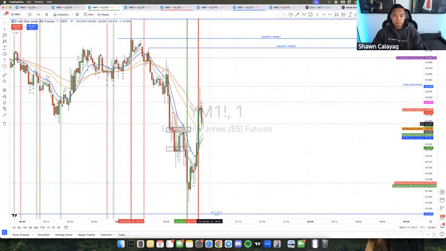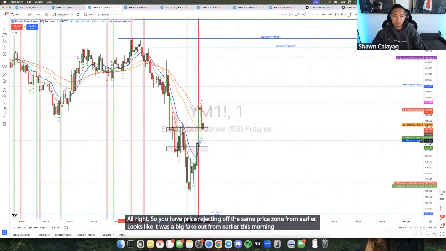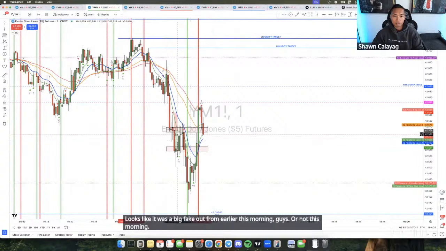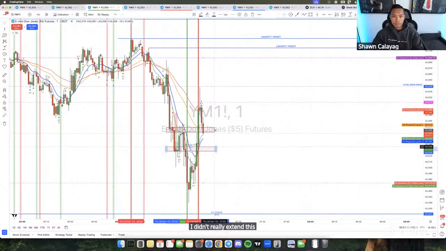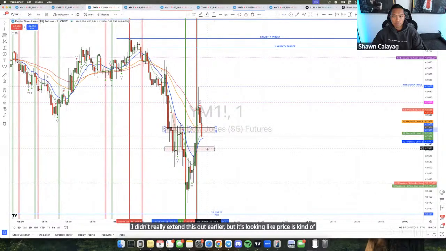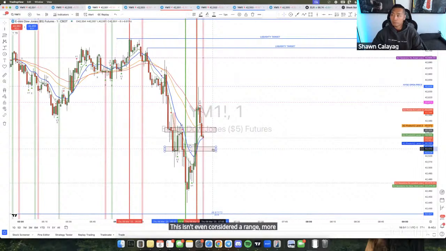All right. So we got price rejecting off the same zone from earlier. Looks like it was a big fake out from earlier, not this morning, but just even a few minutes ago. Price came down, faked out, came back up. I didn't really extend this out earlier, but it's looking like price is pulling back into this range here. This isn't even considered a range, more so like a consolidation zone.